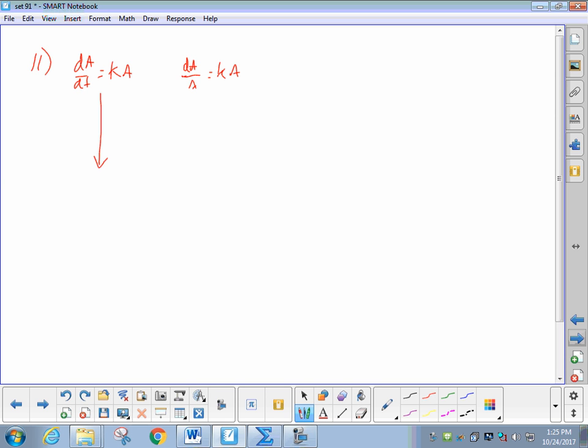Partially, the reason I'm making you do all this is because it's going to help us later when we get to logistic, which is a little more complicated. Sorry. When you integrate, you get natural log of the absolute value of A equals KT plus C. In this case, hold off on the initial condition.